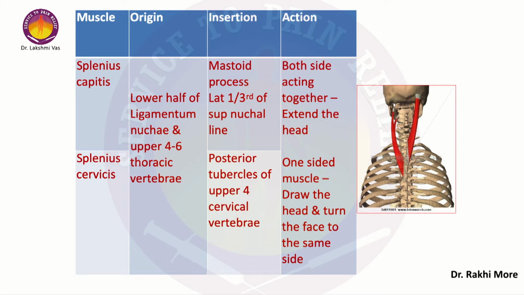Now the actions of the splenius capitis and splenius cervicis: with both sides muscles acting together, they will extend the head. If only one-sided muscle acts, it will draw the head and turn the face to the same side. So these are the actions of the splenius capitis and the splenius cervicis, that is the first group of muscles which belong to the deep layer.